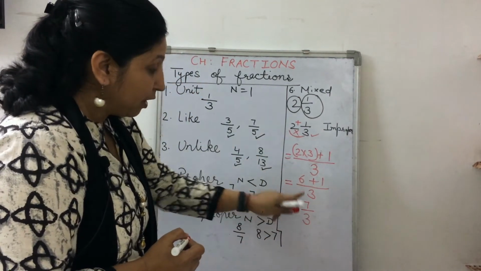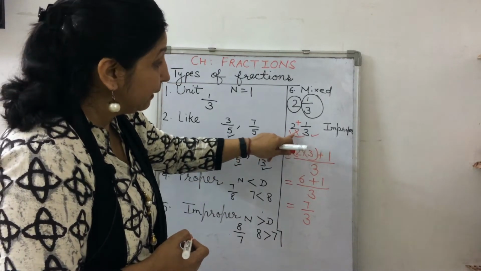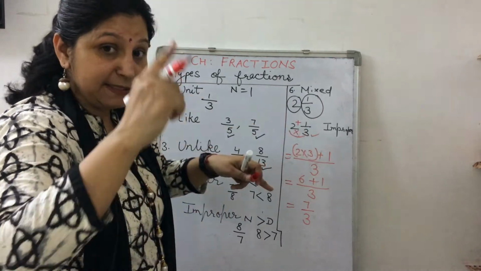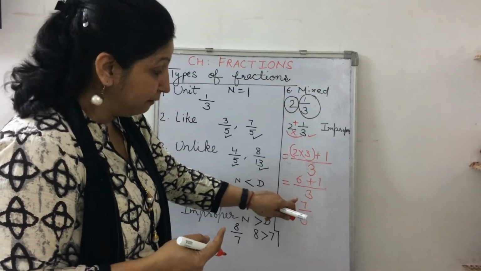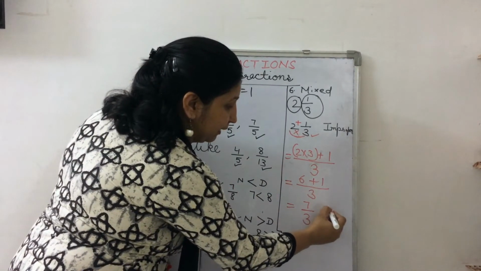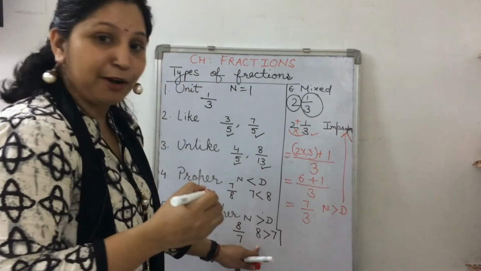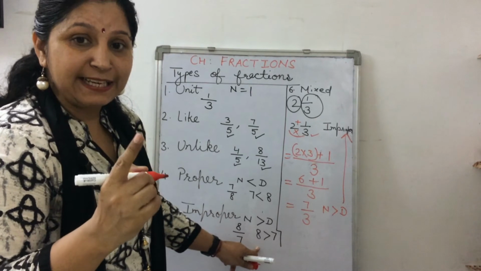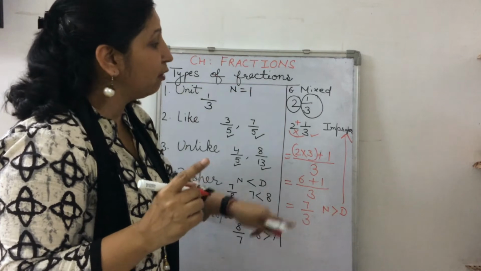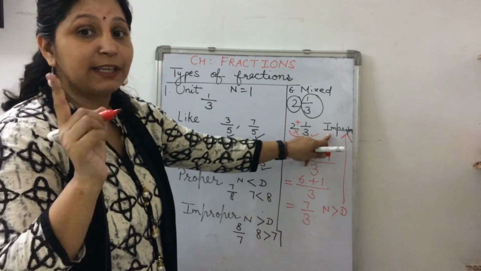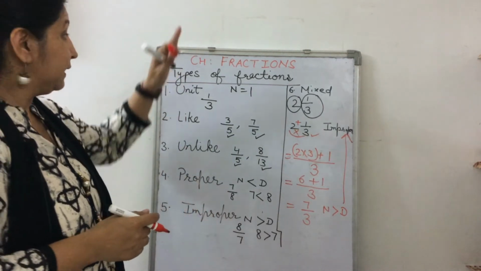Can you see, because we are multiplying and adding something to it, its value will increase when it comes in the numerator part. And when your numerator is greater than your denominator, it will always be an improper fraction. So a mixed fraction will always be converted into an improper fraction, not a proper fraction. So this was all about types of fractions.